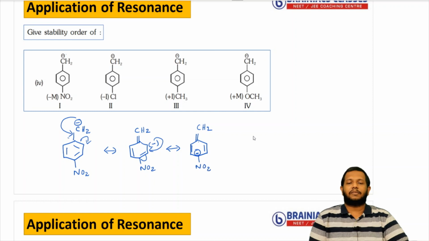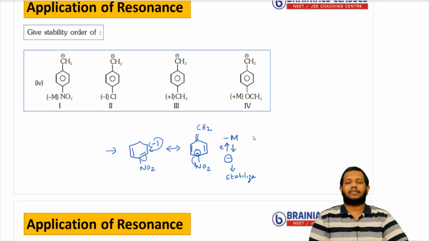Now you yourself tell me what this NO2 group does. NO2 group is a minus M group and minus charge is present. What does a minus M group do to a minus charge? It will stabilize. Why? Because the minus M group will attract the electron in this direction, removing the electron and making this area stabilized. Understood? I don't want to explain the other things. I hope now it is clear for you.